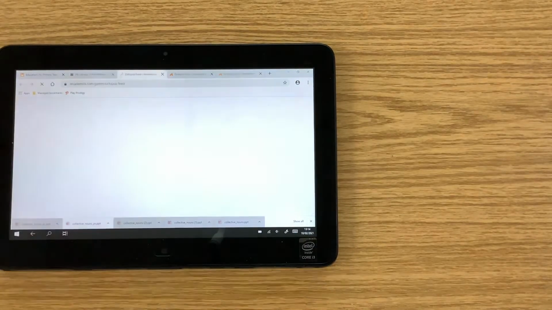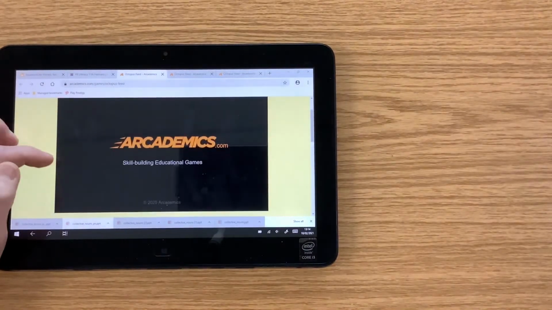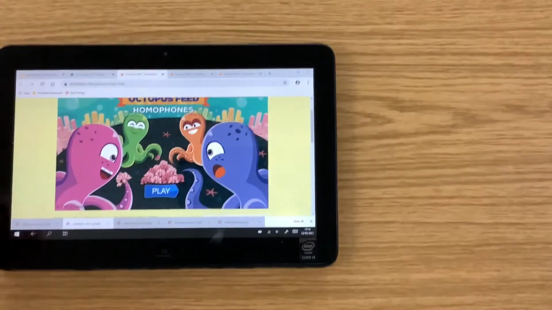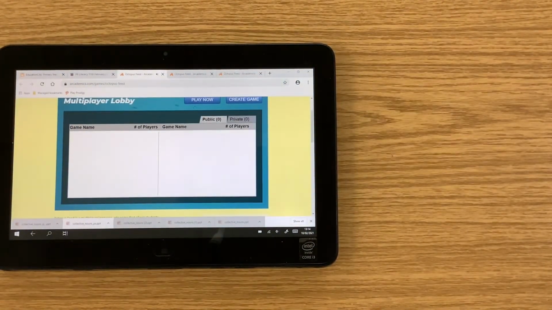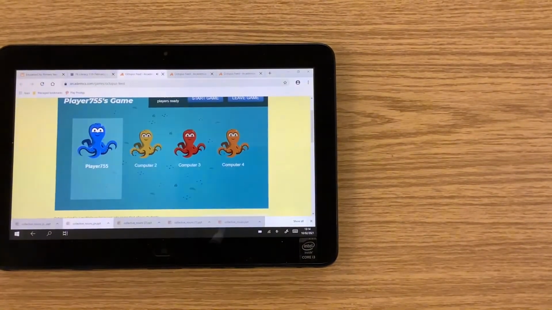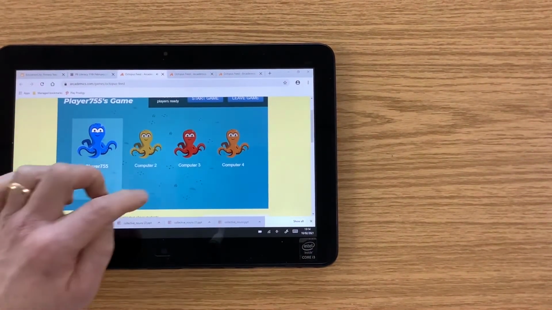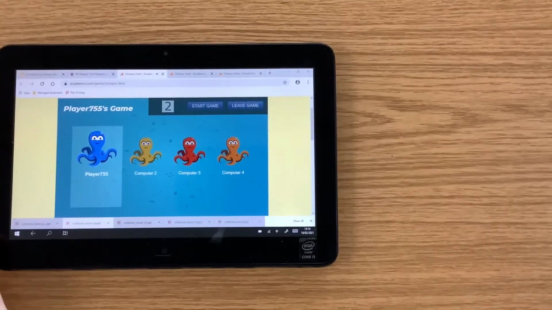So if we click here, the game will come up. Click on play and give yourself a name. I'm just going to continue on that. And there is nobody playing, so I'll play against the computer. So what I've got to do is play. Oh, there I'm playing against the computer. I start the game. 3, 2, 1.